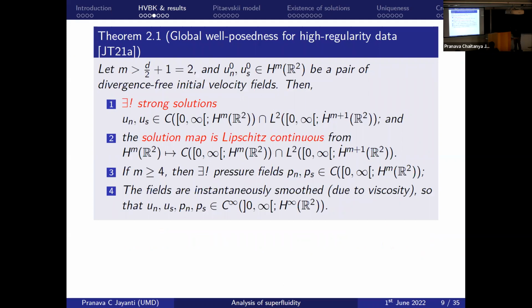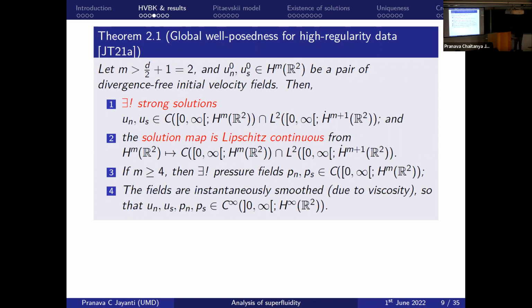So now we have a system of PDEs that I just presented, the HVBK model, and our goal was to see if we can establish well-posedness for this. So whenever you have a PDE, you want to know well-posedness, which is: do solutions exist? If they exist, are they unique? And are they continuously dependent on the initial conditions? So if you change the initial data by a little bit, do the solutions also vary by a little bit, or do they vary by a lot?